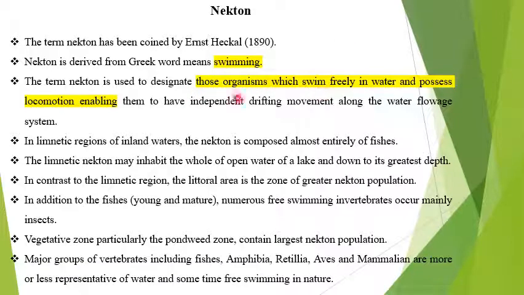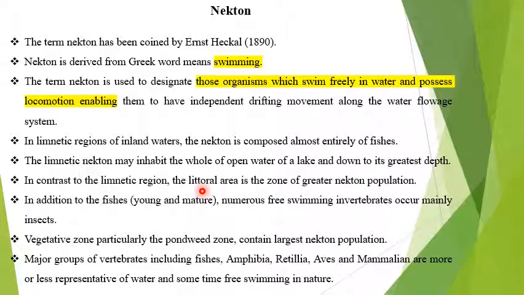They can swim freely in water and have locomotory organs, independent of the drifting movement of the water flow. In the limnetic region of inland waters, Nekton is composed entirely of fishes, and limnetic Nekton may inhabit the whole open water of a lake down to its greatest depth, because they can swim freely from shallow to greater depth. In the limnetic region, the littoral zone has a greater Nekton population.